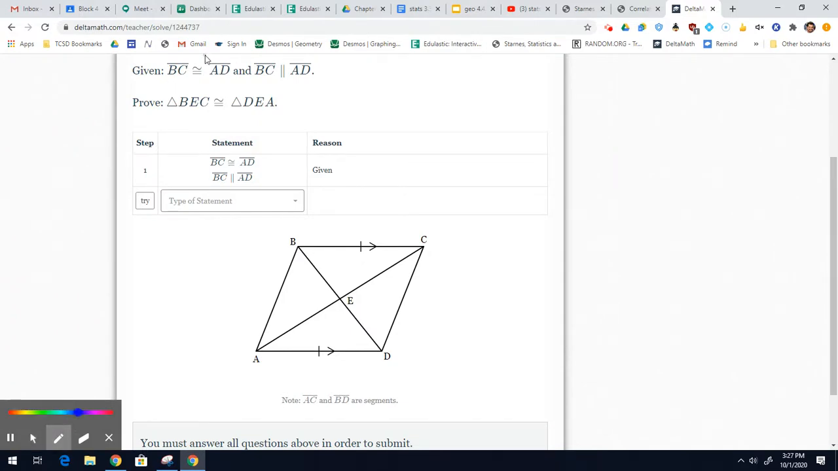So in this proof, we need to prove that triangle BEC, that's this triangle right here, is congruent to DEA, that's this triangle here. Okay, so what are we given? Well, we're given a pair of congruent sides, BC and AD. We're also given the fact that they're parallel, right? So because we're given both, that's what I can say, both. So I right now have a pair of sides that are congruent.